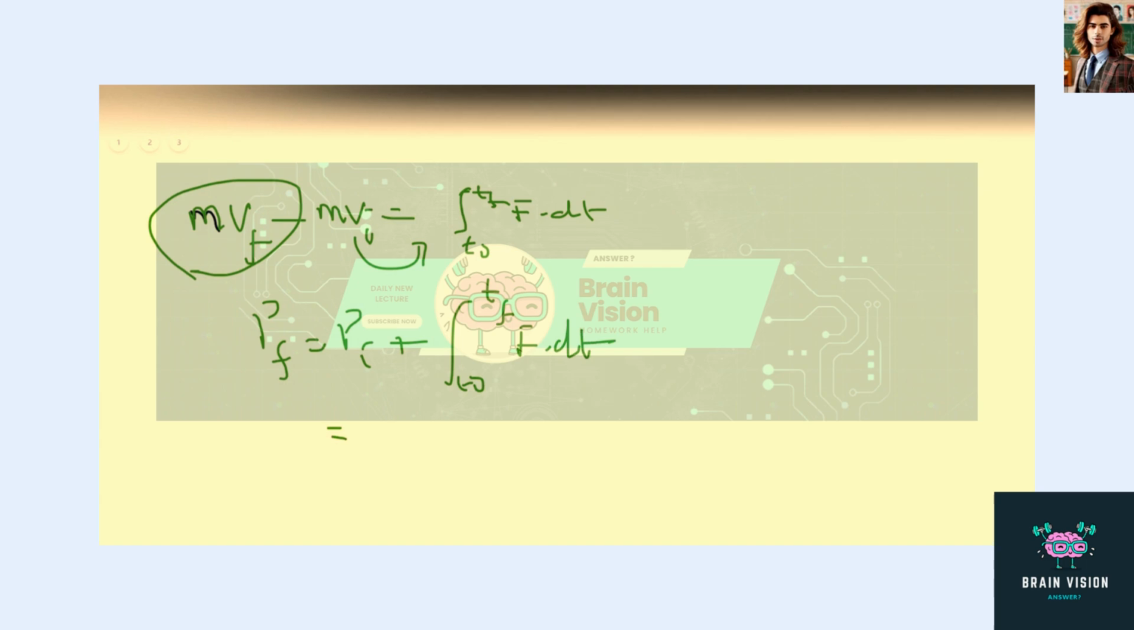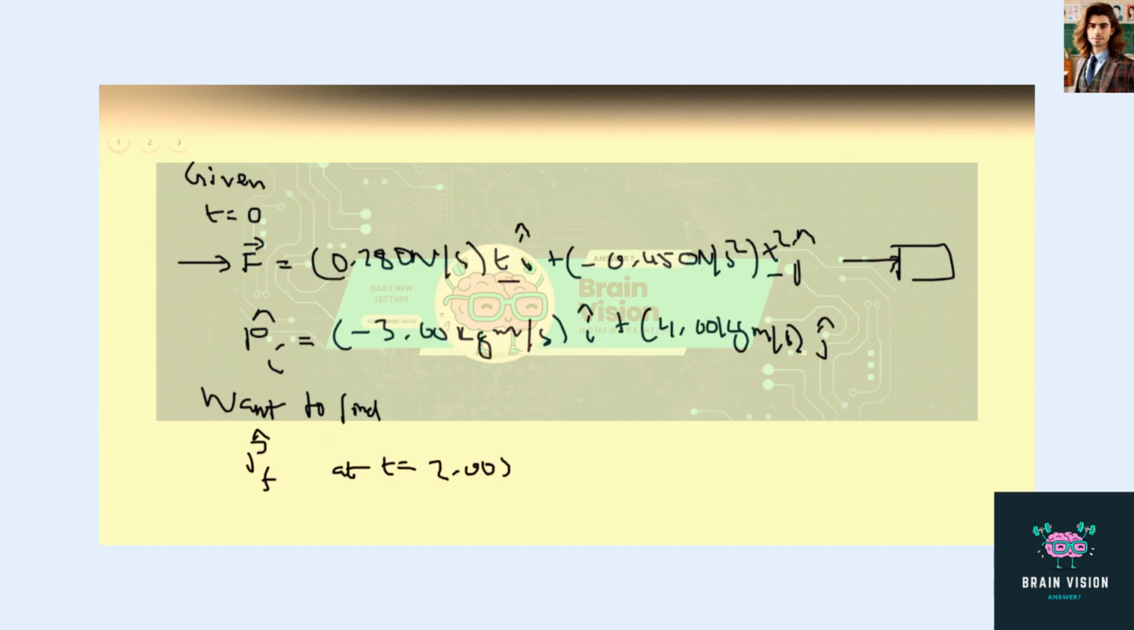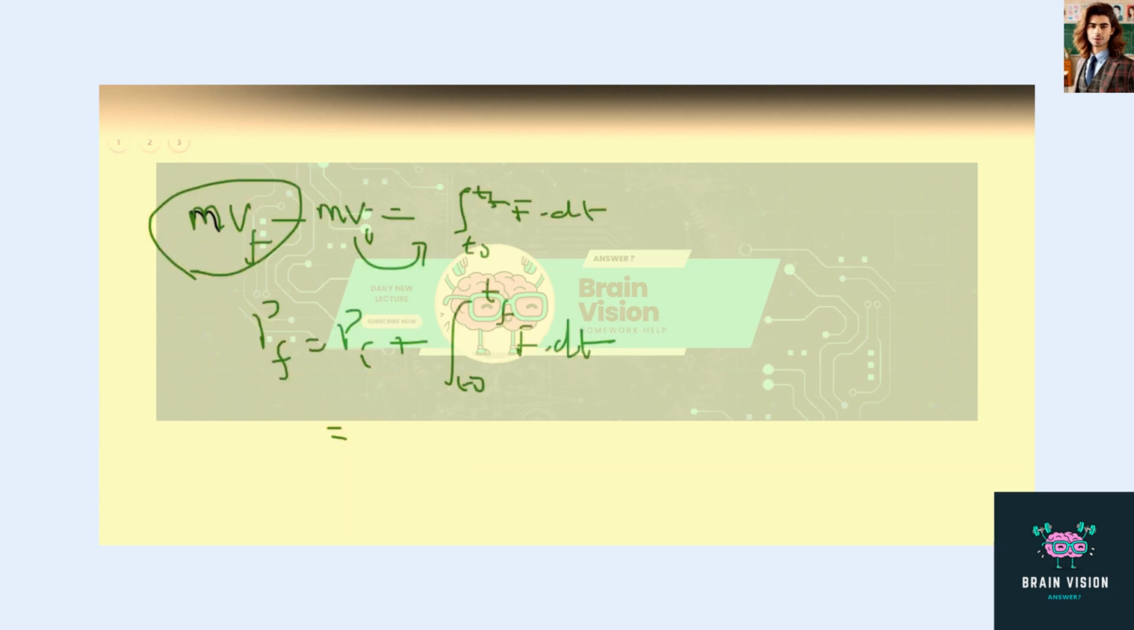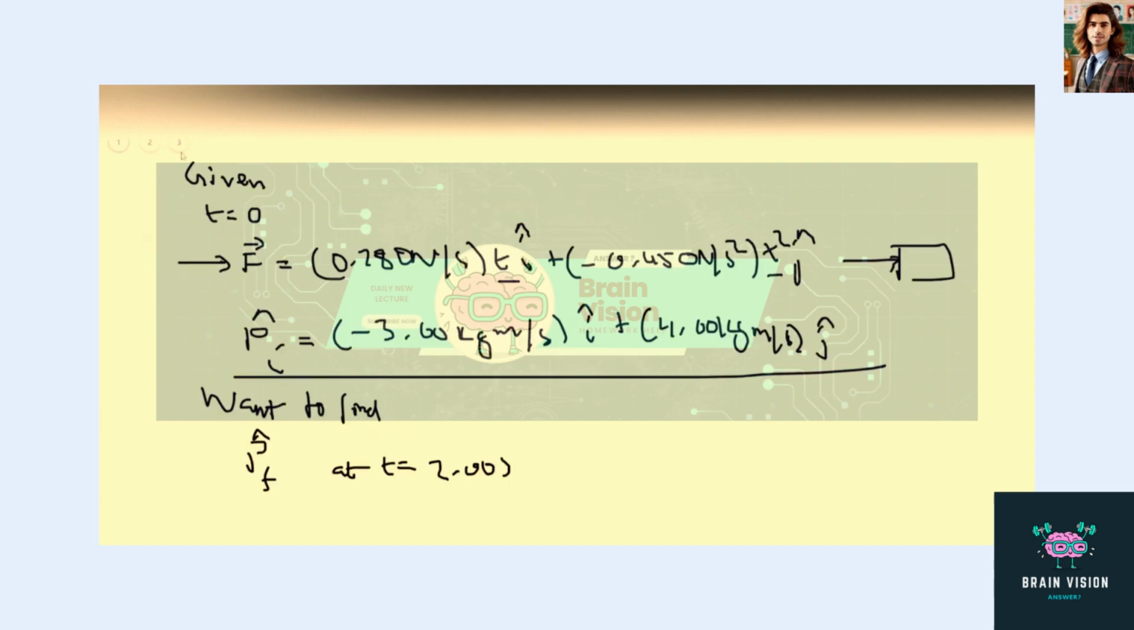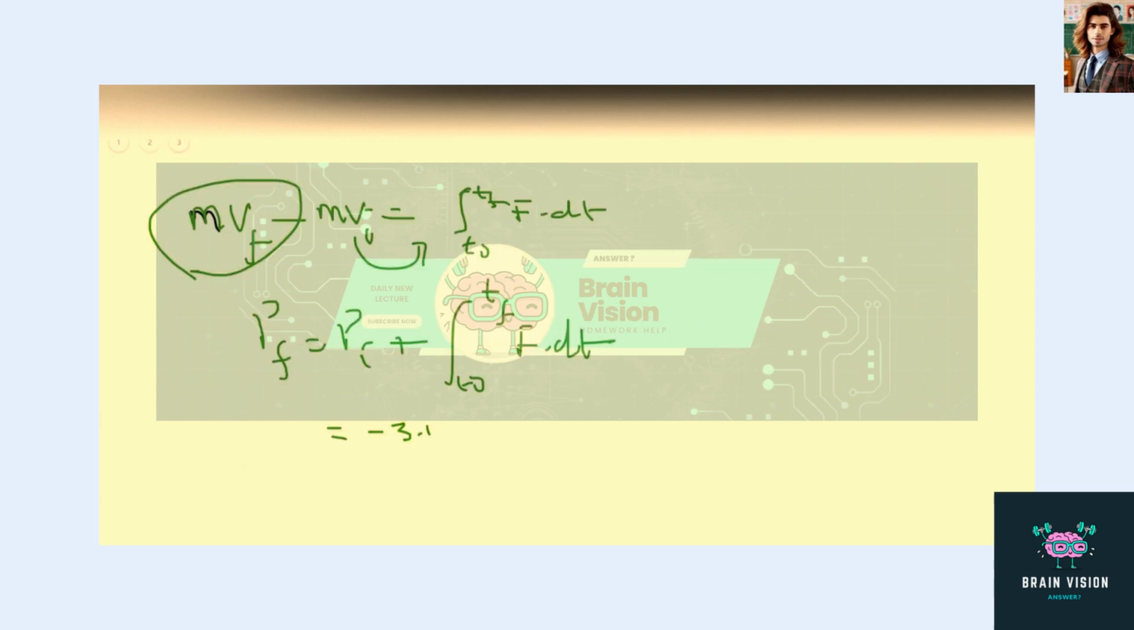We do have the initial momentum. You can recall from the previous page, if you go back, it's here. This is the initial momentum. So it's negative 3.00 kilogram meters per second.